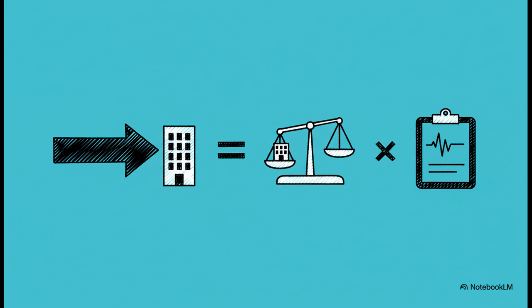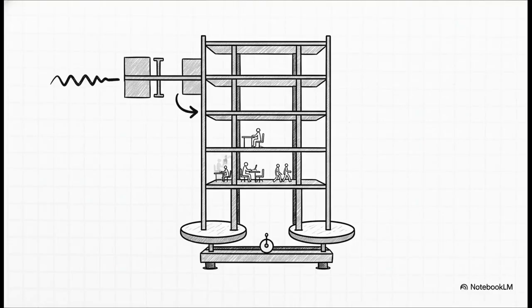The total push, which is VB, is just the building's total weight, W, multiplied by a special number, AH, that basically acts as an earthquake risk score. So really, it's just weight times risk score. Simple as that. Let's break that down.